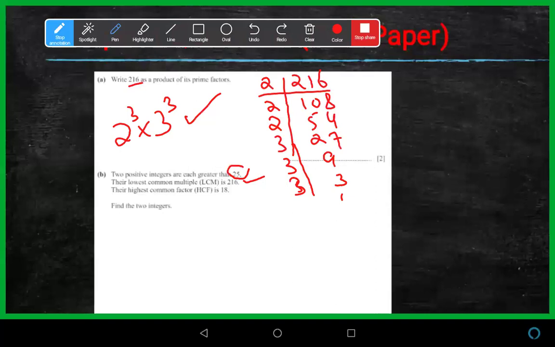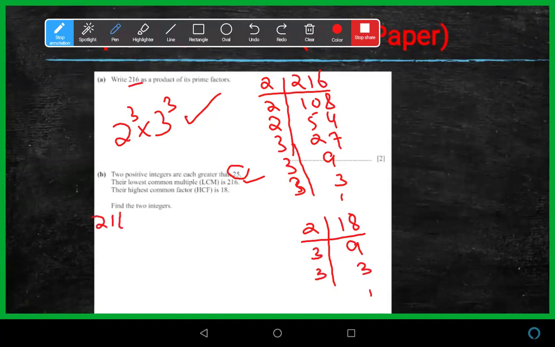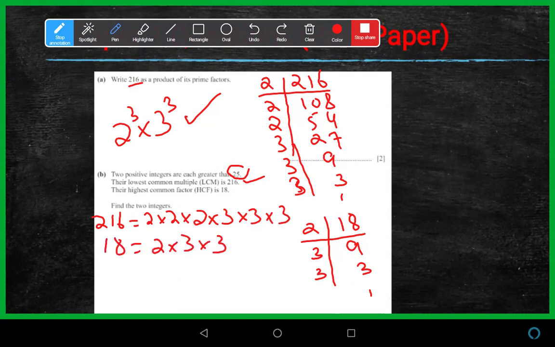We already found the LCM 216. Now we have to do the same thing with 18. 2 nines are 18, 3 threes are 9, 3 ones are 3. So I will write it like this: 216 is equal to 2 multiplied by 2 multiplied by 2 multiplied by 3 multiplied by 3 multiplied by 3. Now 18 is 2 multiplied by 3 multiplied by 3. So what we have to do is just circle the common factors.